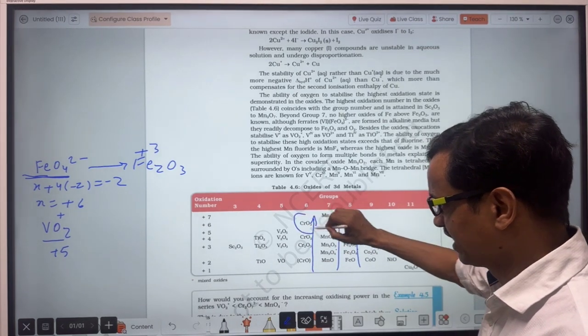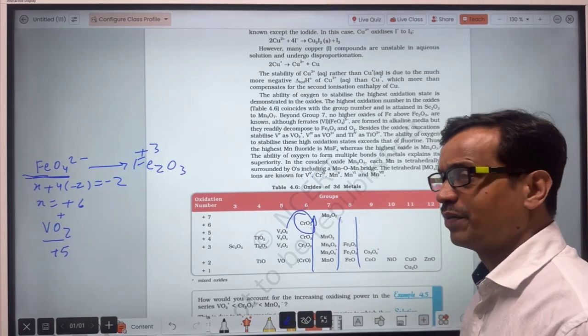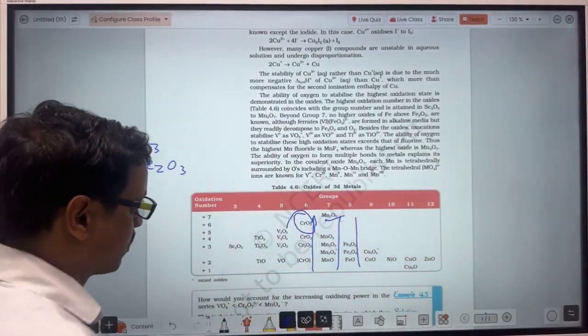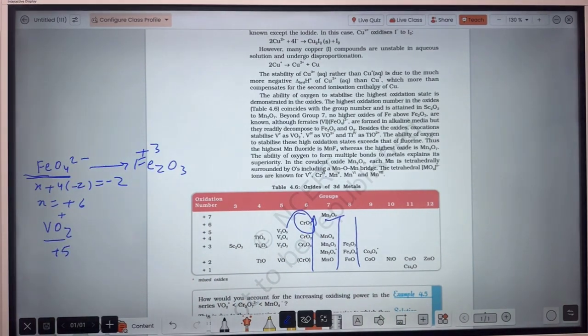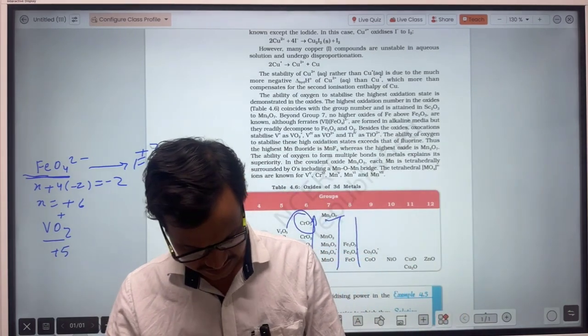Now, the greater the oxidation state, the greater the covalent characteristic, like CrO3, chromium trioxide, which is predominantly covalent. Mn2O7 is also covalent. And what's the shape of Mn2O7? That's frequently asked in the examination. The shape of Mn2O7. Listen here.